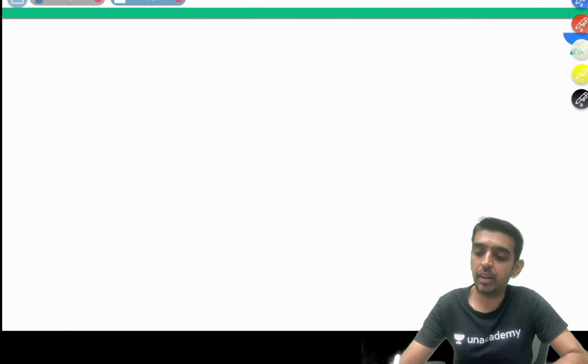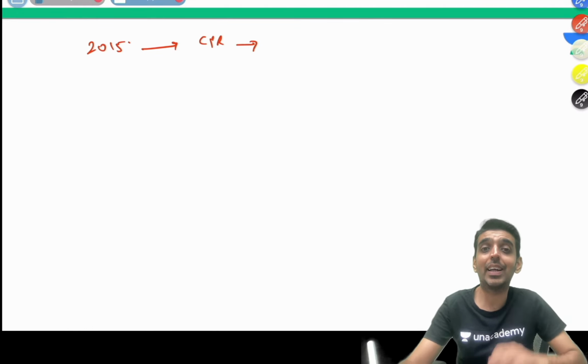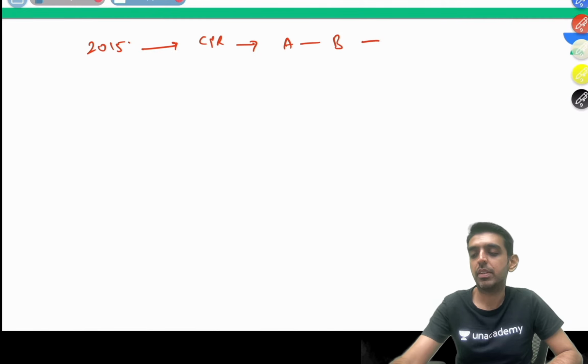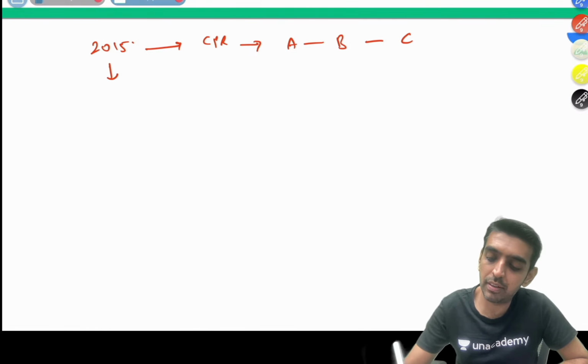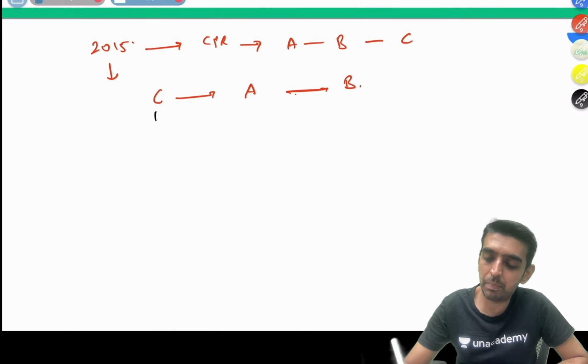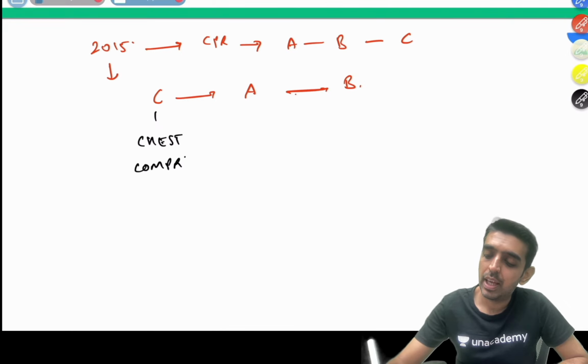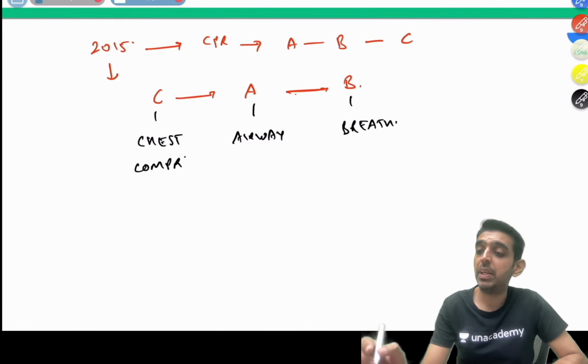Till 2015, for CPR, the correct sequence was A, B, C. But after 2015, the correct sequence for CPR is C A B. C stands for chest compressions, A stands for airway, and B stands for breath.